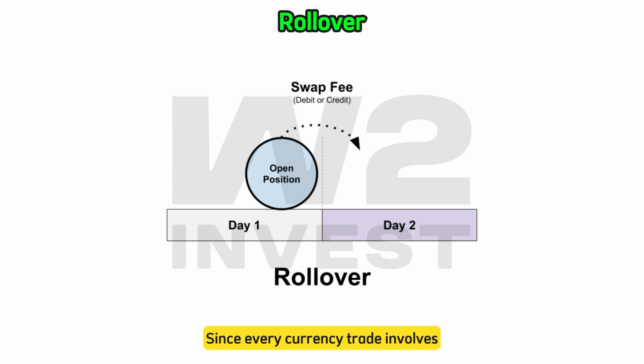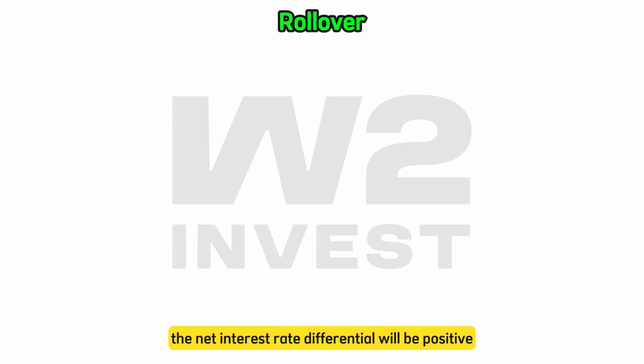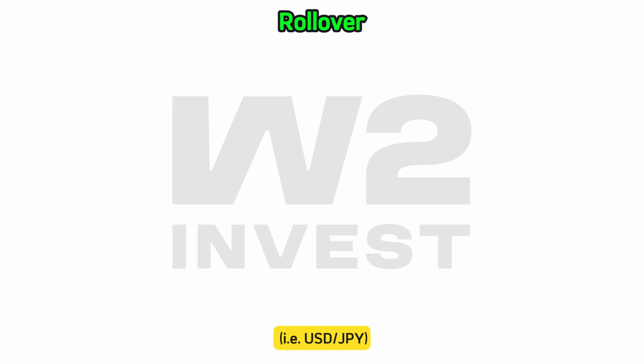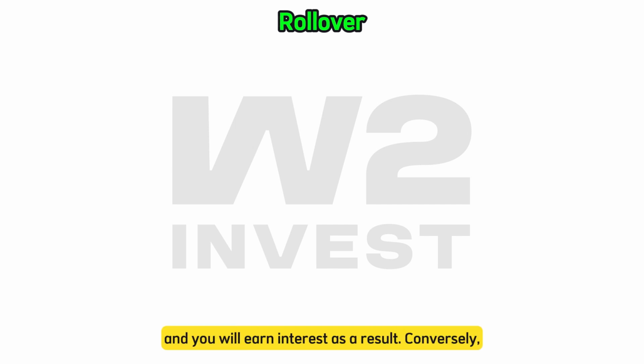Since every currency trade involves borrowing one currency to buy another, interest rollover charges are part of Forex trading. Interest is paid on the currency that is borrowed. Interest is earned on the one that is bought. If you are buying a currency with a higher interest rate than the one you are borrowing, then the net interest rate differential will be positive, i.e. US dollar to Japanese yen, and you'll earn interest as a result. Conversely, if the interest rate differential is negative, then you will have to pay.